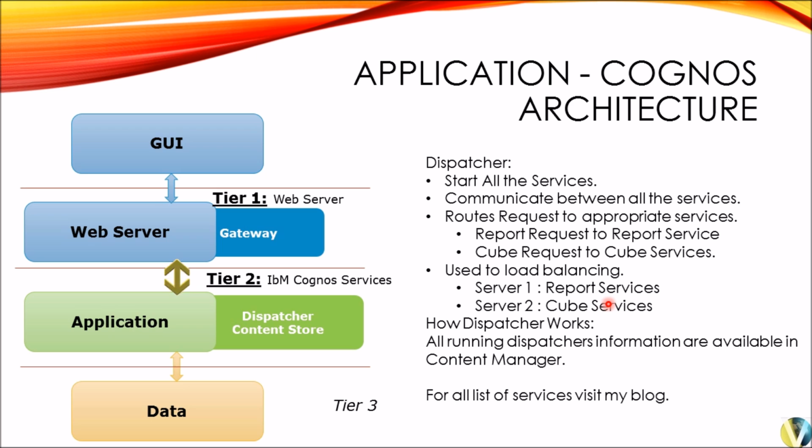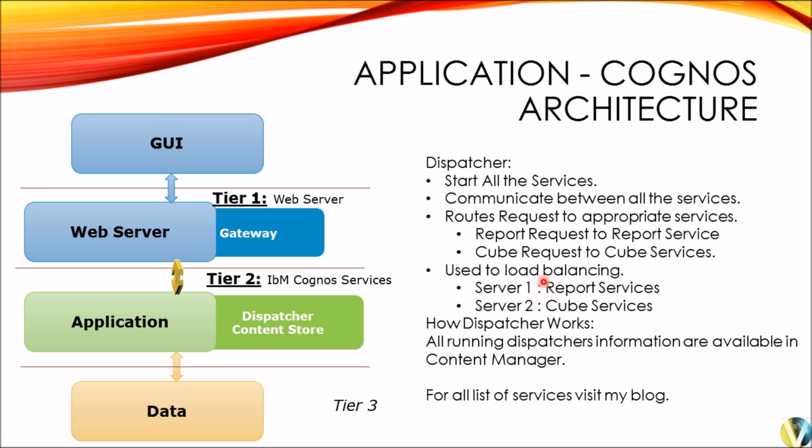Now it's time to understand what a dispatcher is. A dispatcher is a service or a program which is responsible for running all the services of Cognos. It is also responsible for communication between all the different services and routes the request to the appropriate service. For example, if one user wants to run a report, then the dispatcher is responsible for forwarding this request to a report service. And if a user wants to run a cube, then the cube related request is sent to the cube services.